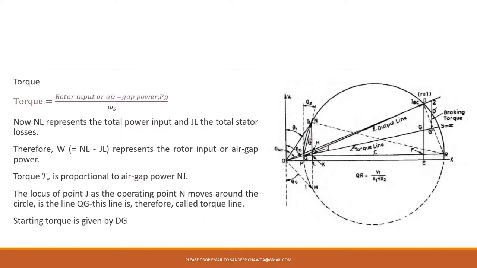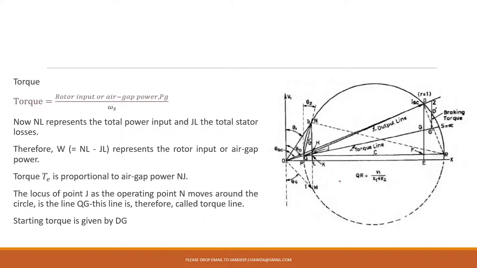So here the torque will be proportional to NJ. This is N, here is J. It will be proportional to air gap power. Synchronous speed, is it varying or is it constant? It is constant. That's why we are saying it is proportional to air gap power.